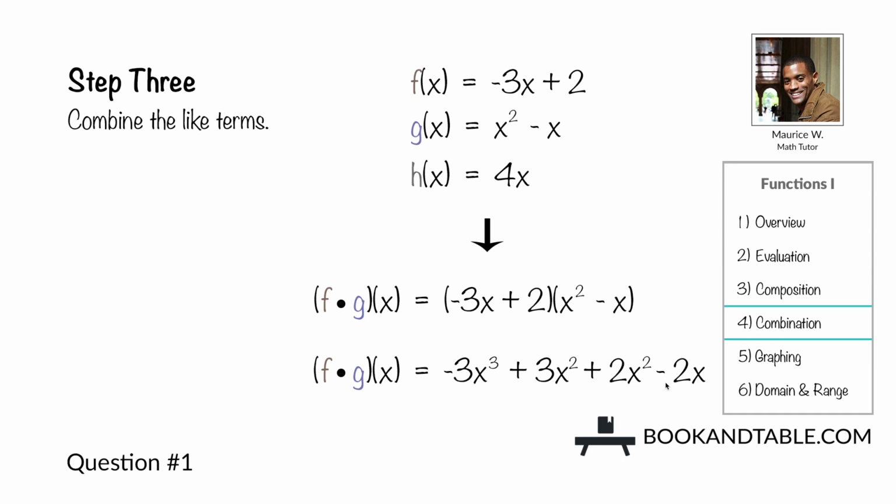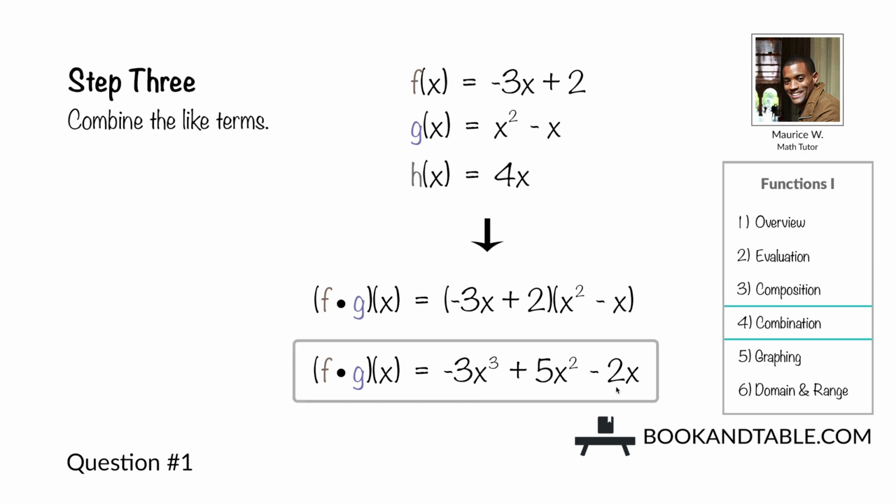And now, step 3, we want to combine the like terms, positive 3x squared and positive 2x squared, to give us positive 5x squared. So the final answer to question number 1 is f times g of x is equal to negative 3x cubed plus 5x squared minus 2x.